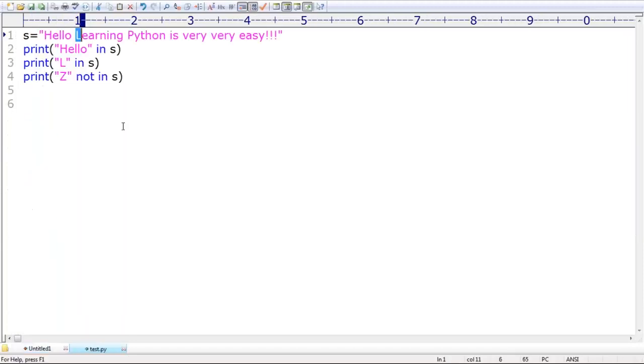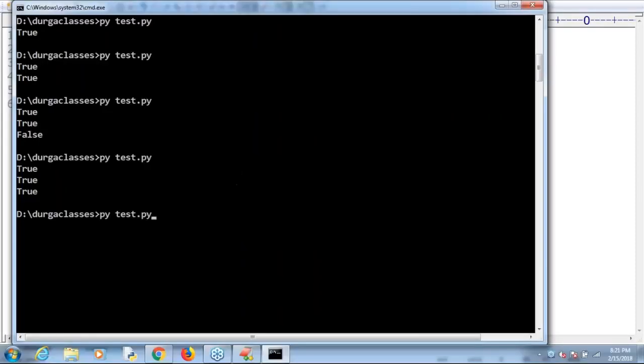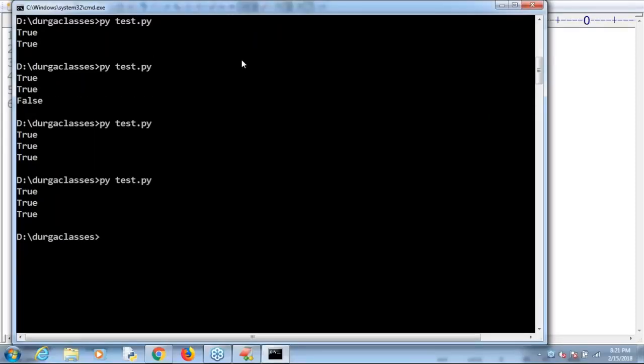Suppose here, is the space character available or not? Now if you want, you can check. Space in S, yes or not, I'm asking. Is the space character available in S? Yes, no problem at all. That's why True itself is the answer we are going to get.